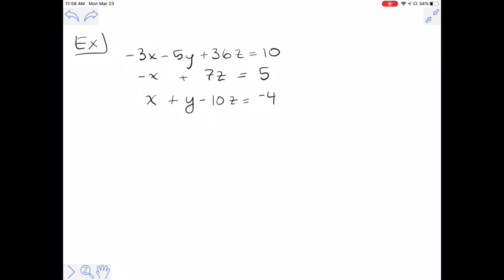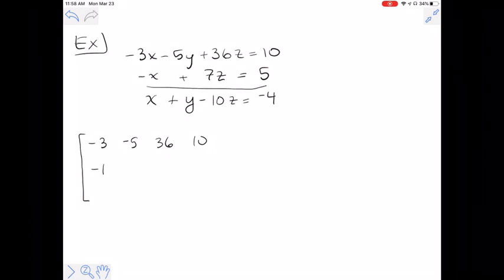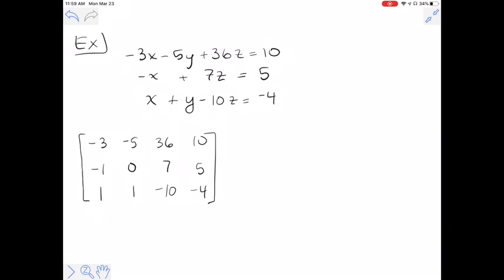So the first step is to create our augmented matrix. Now, taking a look at that middle equation, there's no y variable, so you have to put a 0 right there for the y coefficient. Okay, so we have the augmented matrix.